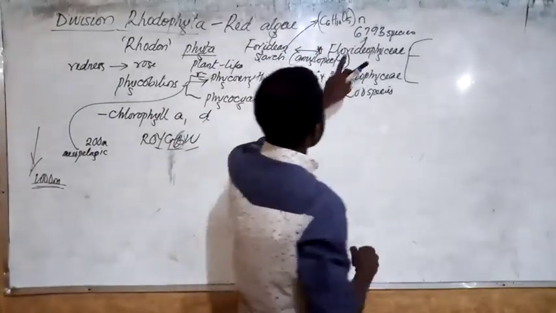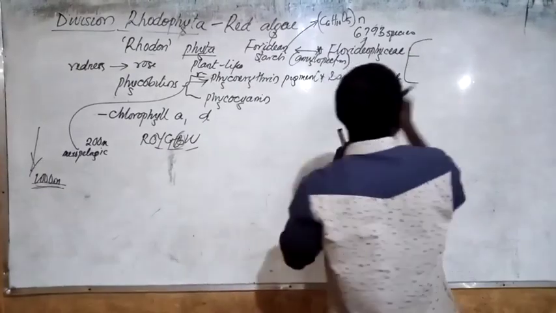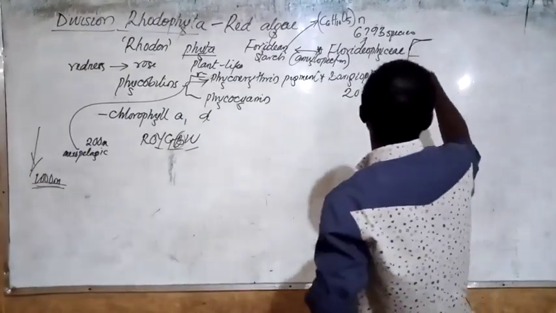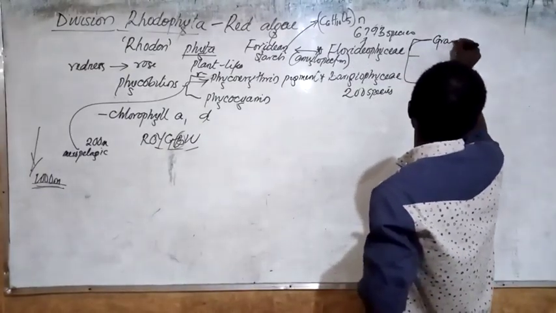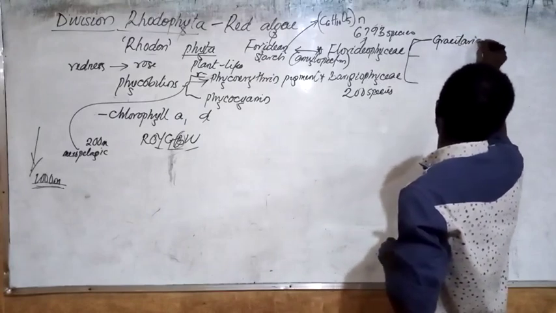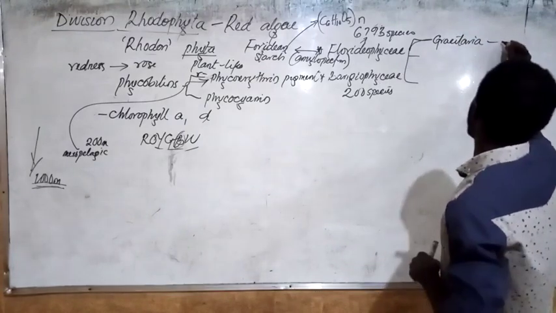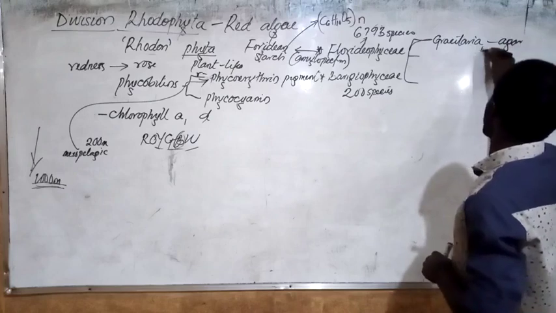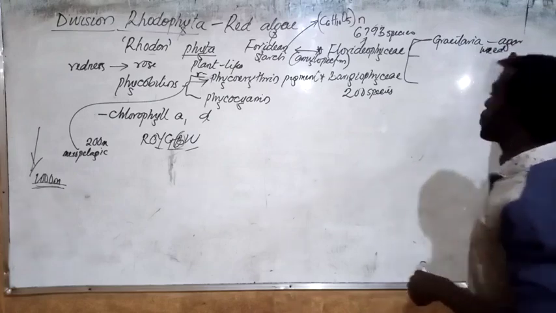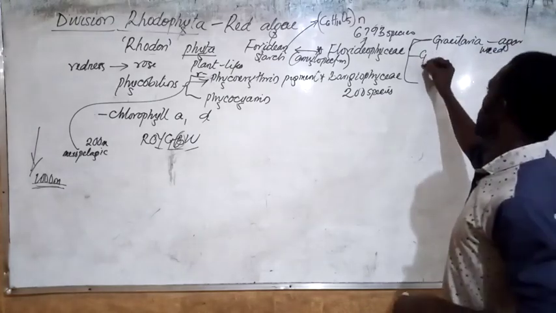All right. So we have the Floridophysi. Examples of some of them are the Gracilaria, which is commonly called the agar weed. And we also have the Gelidium.